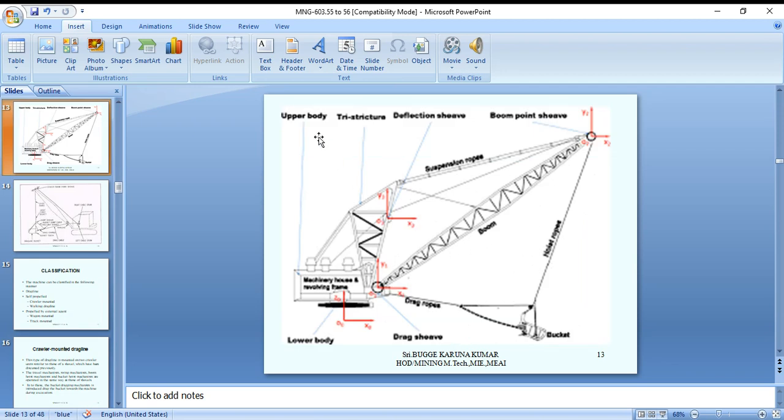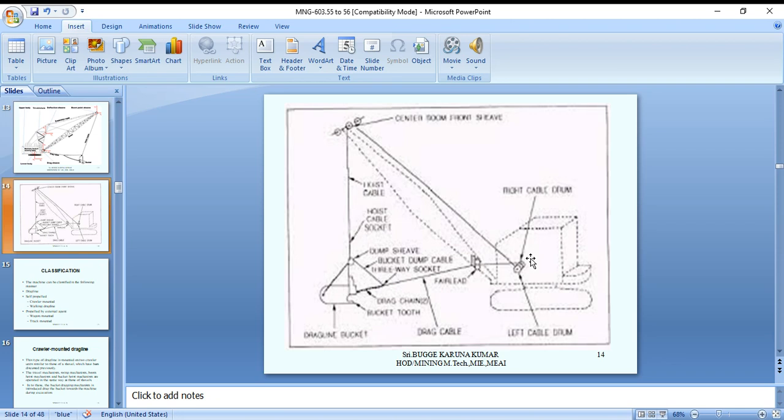Then there is the upper body, the tri structure, deflection sheaves and boom point sheaves. This shows the various angles made by the machine and the lower body of the machine. There are angles in the XY direction. At the junction of the center of the boom, these are the functions that you are seeing here.